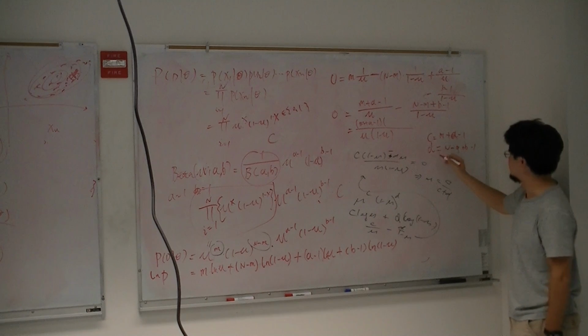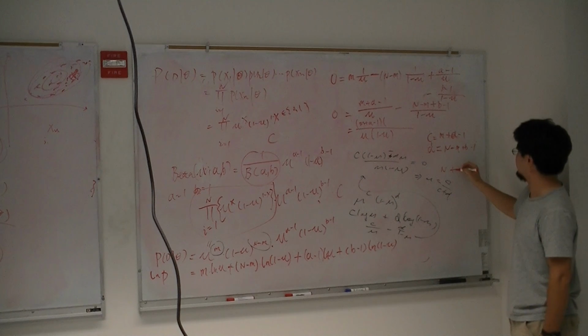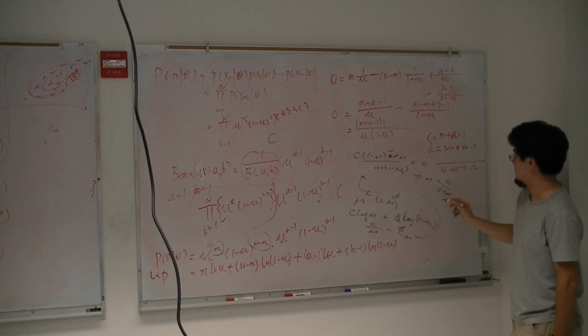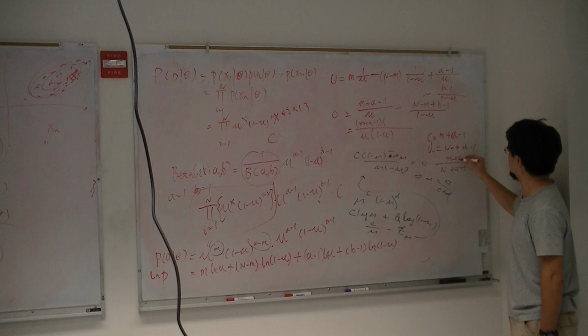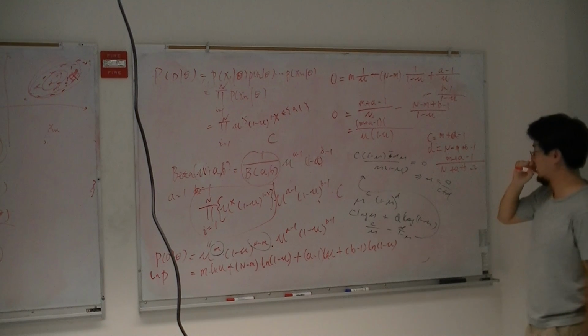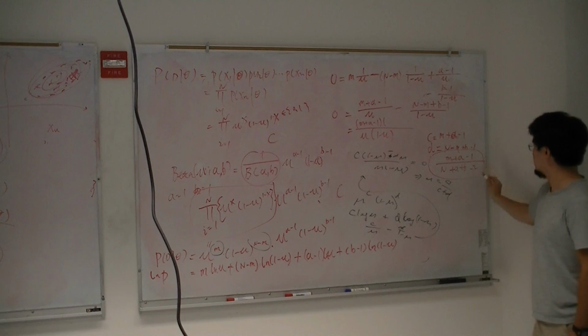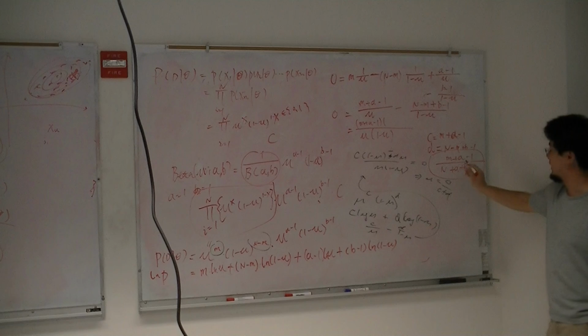And same for the denominator, which is actually n plus a plus b minus 2. And then here, as you asked before, what's A and B?